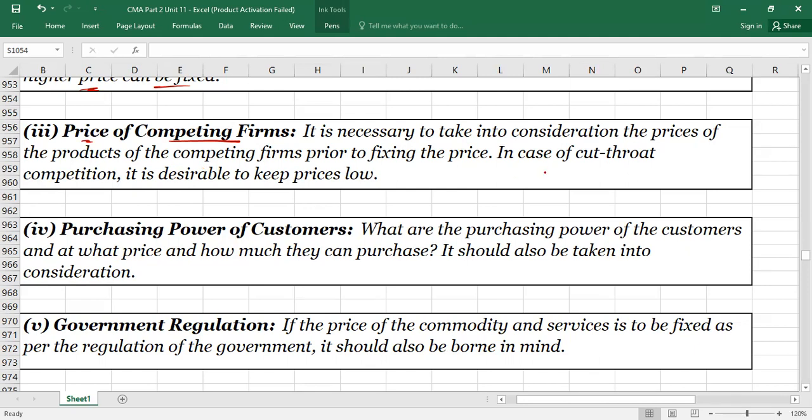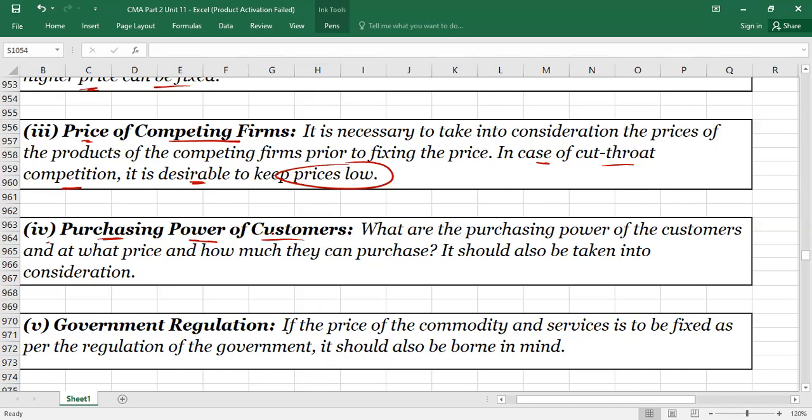So for example, in case of cutthroat competition, what it means, like when you have a high competition level, it is desirable to keep the price low at that time, because if you try to charge higher prices as compared to your competitors, you may lose the customers, right? So this is the third factor. The fourth factor which you need to consider is called purchasing power of the customer. Purchasing power, you can say simply, you should consider the income level of the people. If the people's income level is high, you may charge high prices.